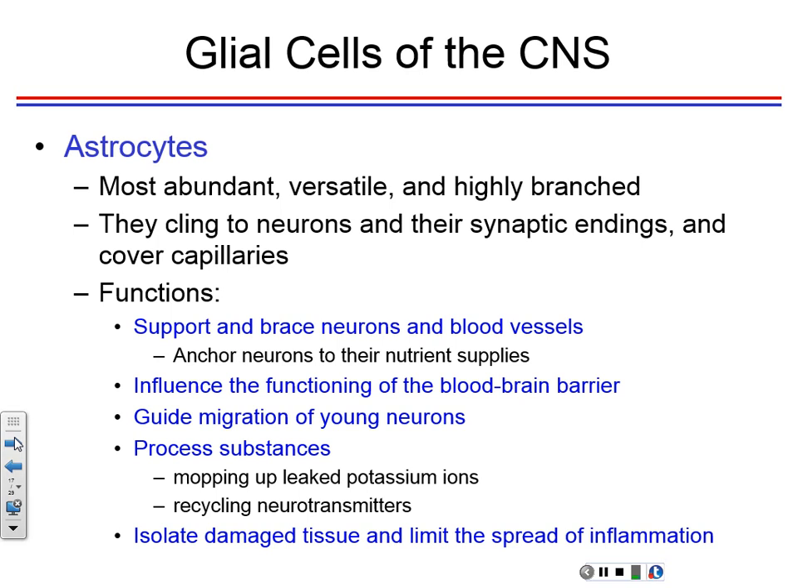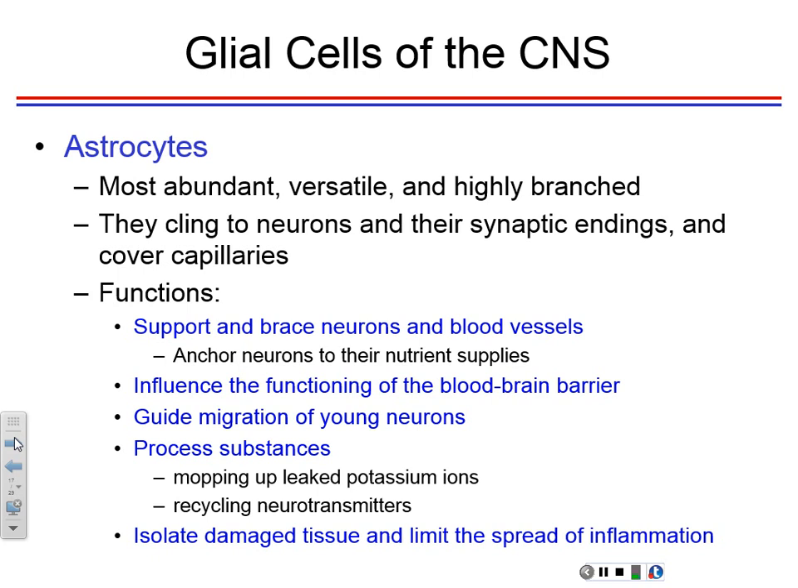And so we start with the astrocytes because these are the busiest. They're the most abundant, the most versatile, highly branched. That's why they're astrocytes. Astra is star, so they look like a multipolar cell, right? They cling to neurons and their synaptic endings, protecting the synaptic end.